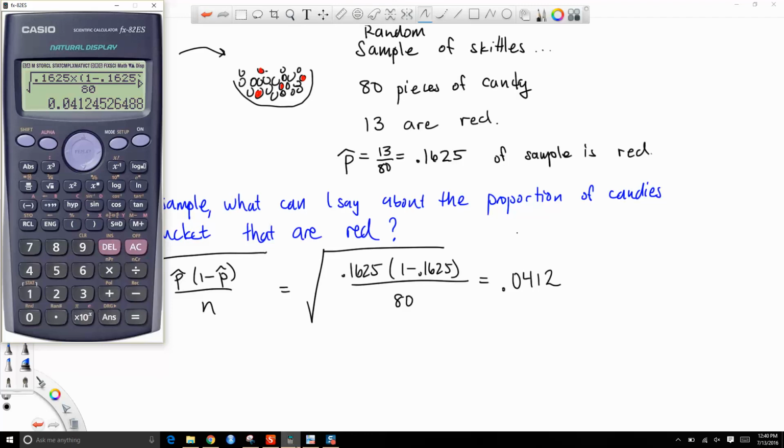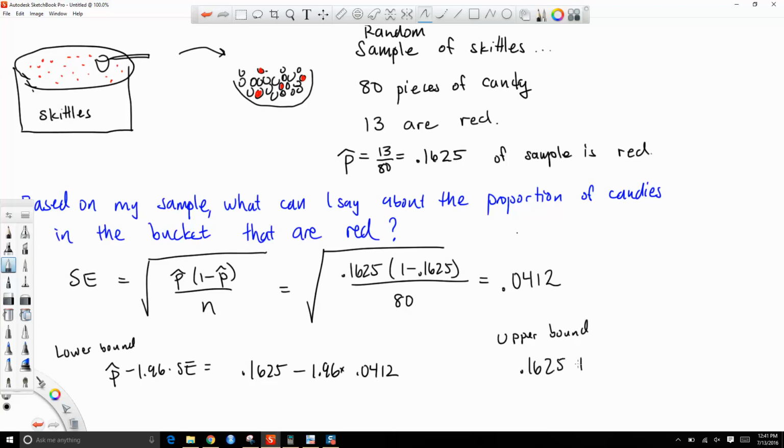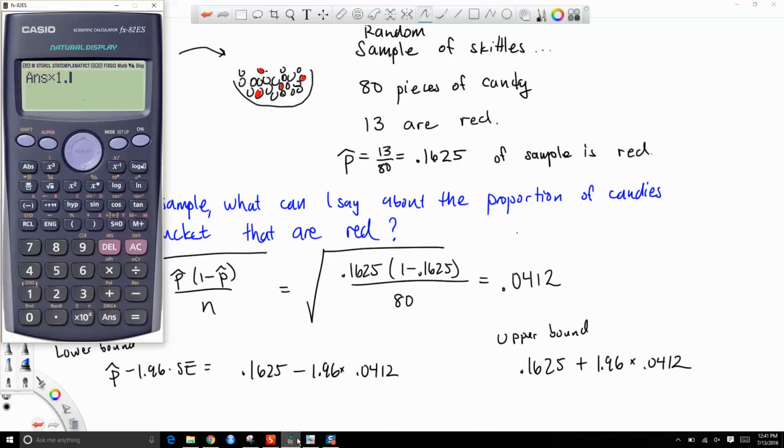Okay, and then my lower bound will be p hat minus 1.96 times the standard error. So I'm going to have 0.1625 minus 1.96 times 0.0412. And on the upper bound, I'll have 0.1625 plus 1.96 times 0.0412. Okay, so I'm going to multiply this times 1.96, and I have 0.0808.